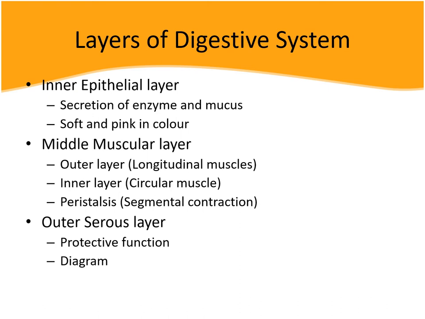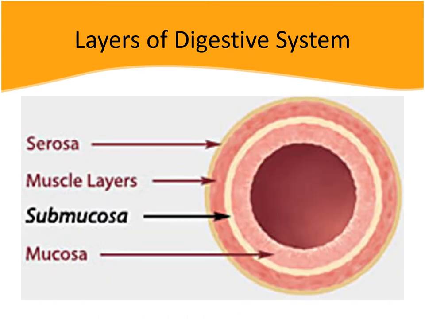Now, as I said earlier, the digestive system, the digestive tract, is a single continuous muscle tube, and these muscles are involuntary muscles. So if we have a cross section of our digestive tract, if we just cut the digestive system at any level, we would have three layers which are seen. The innermost layer is the mucosa layer, or in simple language, the mucus.